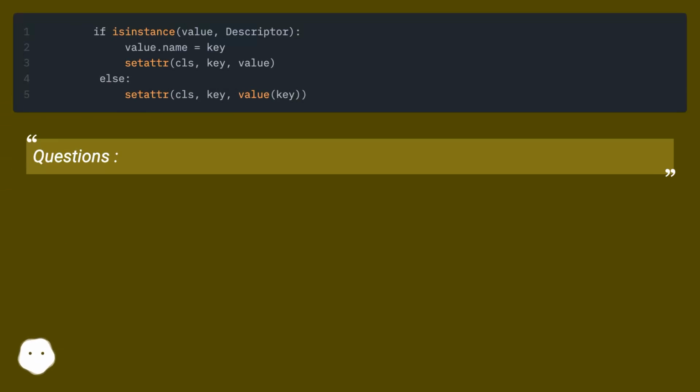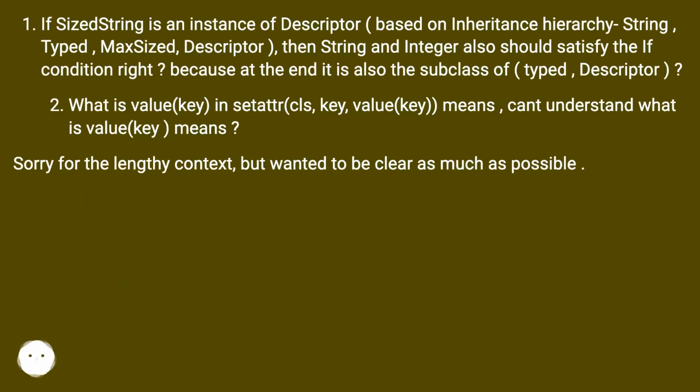Questions. If SizedString is an instance of Descriptor, based on the inheritance hierarchy String, Typed, MaxSized, Descriptor, then String and Integer also should satisfy the if condition, right? Because at the end it is also a subclass of Typed, Descriptor. What is value(key) in line 77, setattr(cls, key, value(key))? I can't understand what value(key) means. Sorry for the lengthy context, but I wanted to be as clear as possible.